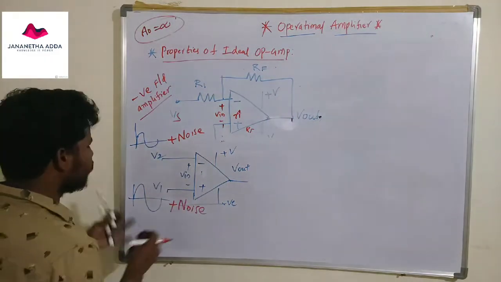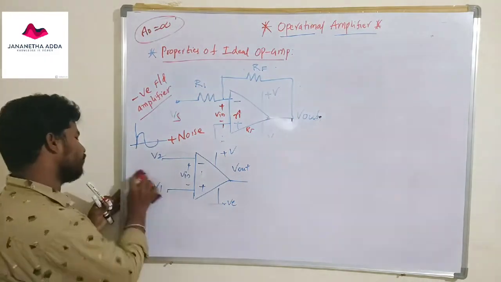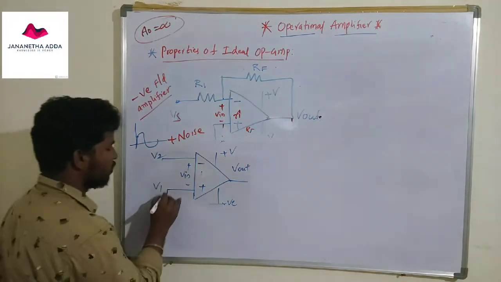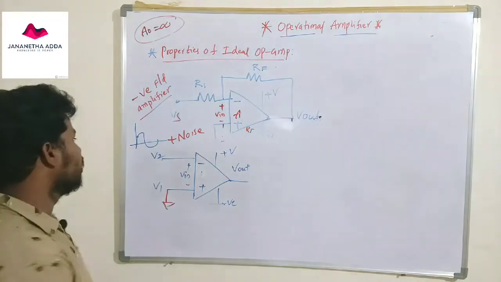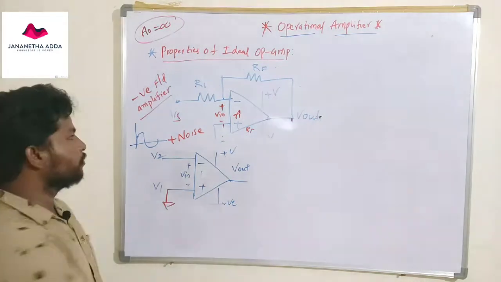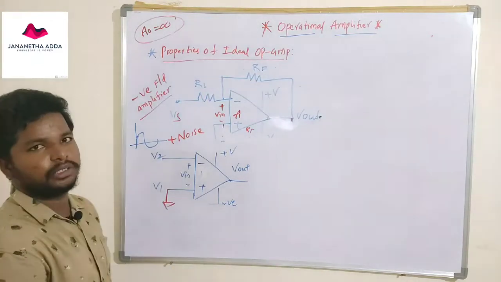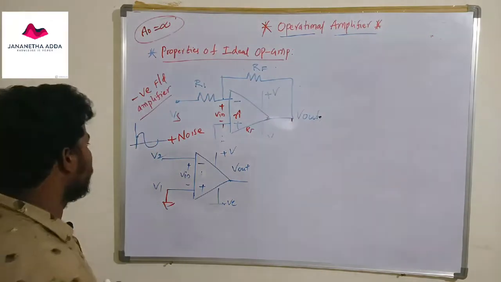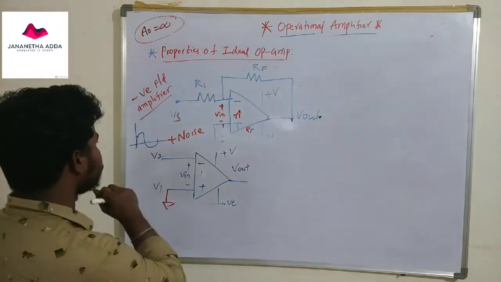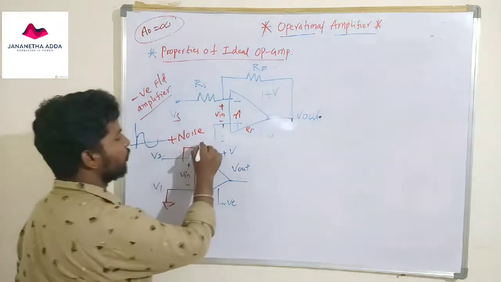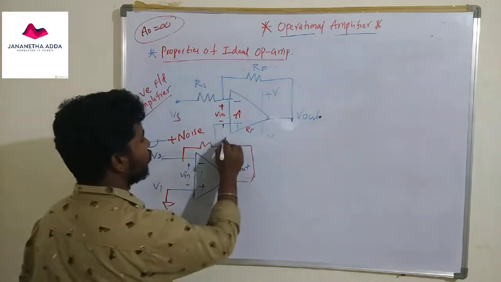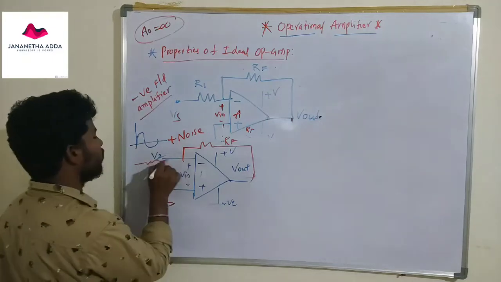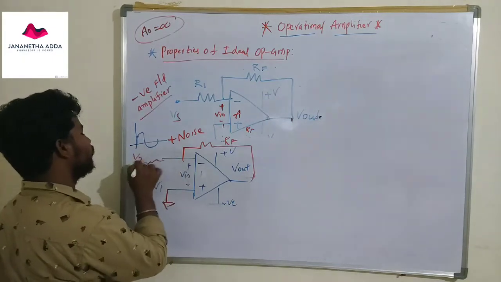So if I want to give this signal, if I ground this signal, I have provided it only at the negative terminal, because up till now we have discussed only the inverting configuration of the operational amplifier. So I also represent this in the negative inverting mode as V2.